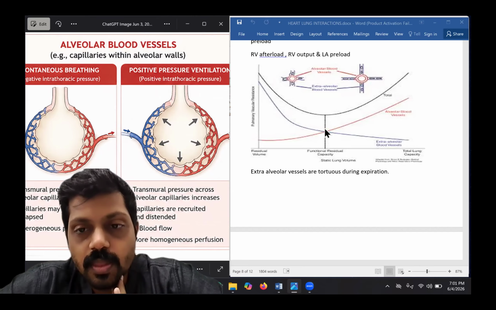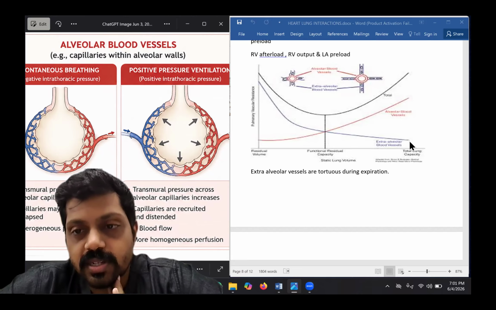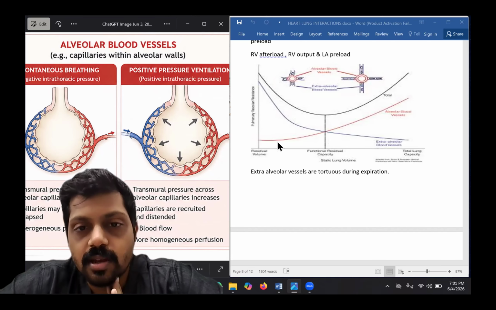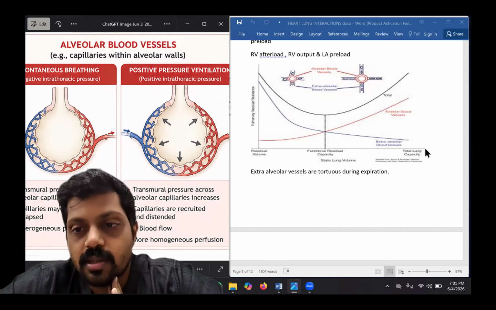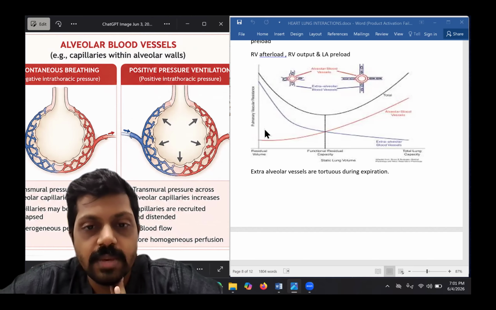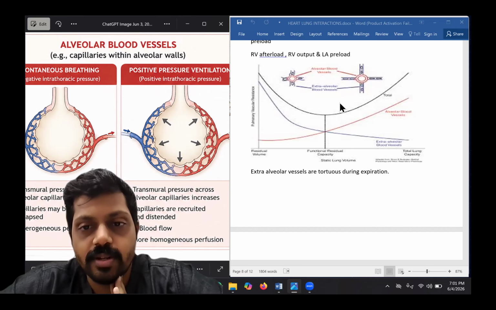What happens in the over-distension state? These are the alveolar vessels. They cause an increase in pulmonary vascular resistance. So you don't want the alveoli to be expanding to this point, where it is harmful because of the effect of alveolar vessels. At the same time, not here, because of the harmful effect of extra-alveolar vessels. This is the bimodal, U-shaped curve of the pulmonary vascular resistance. The sweet spot is when you're ventilating at the functional residual capacity.